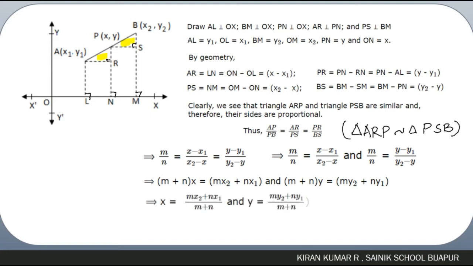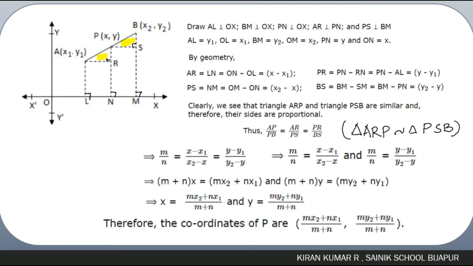Therefore, I get the coordinates x and y as (m x2 plus n x1) divided by (m plus n), (m y2 plus n y1) divided by (m plus n). These are the coordinates of the point P. This particular formula is called the section formula.